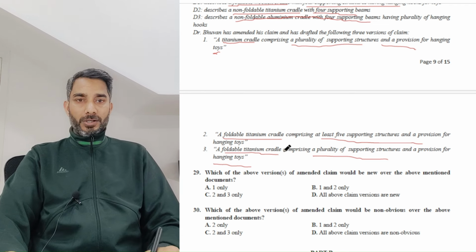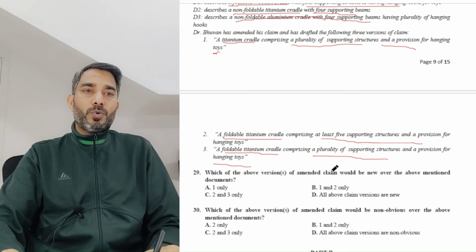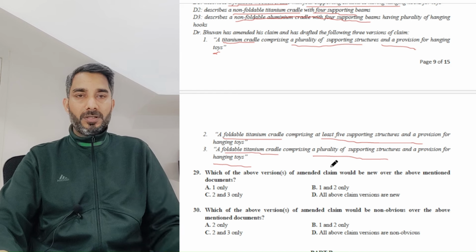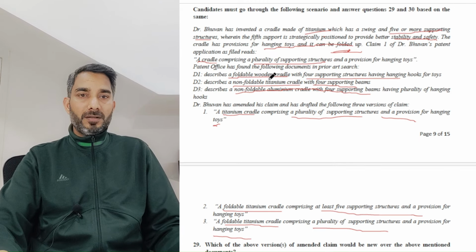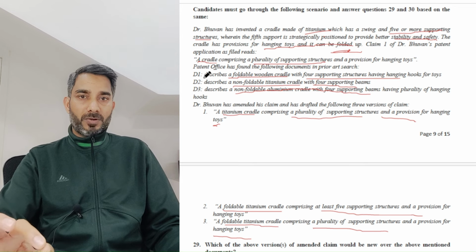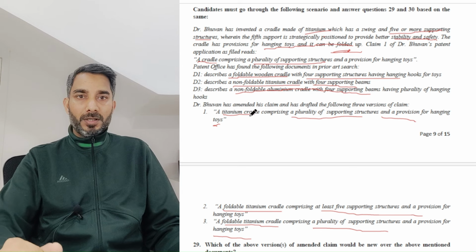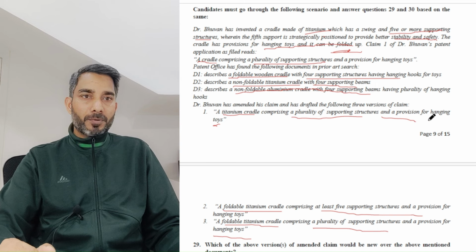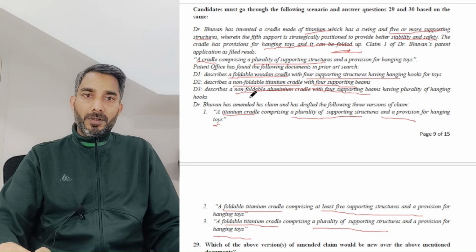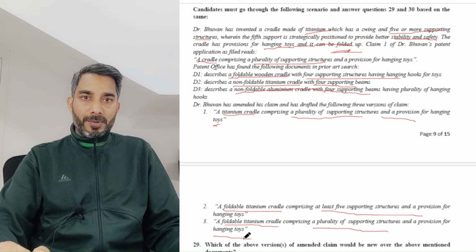Let's see what they're asking. Which of the above versions of amended claims would be new over the above mentioned documents? So new meaning, you have to look at these claims individually with respect to each one of them. Don't combine them. So this is wooden, this is titanium. So we are good. This is non-foldable. This is cradle, a plurality of supporting structure and provision for hanging. They have not written provision of hanging here. Then we compare with aluminum. So all of them are foldable.